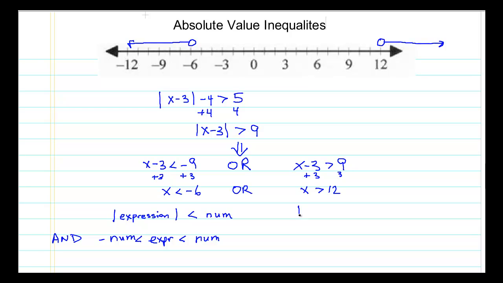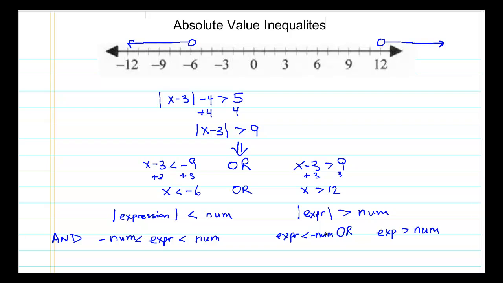And secondly, if we have the absolute value of an expression that is greater than a number, that becomes a compound OR. So this symbol here means or. And remember, we could have the expression bigger than our number, or our expression could be smaller than the negative of our number.